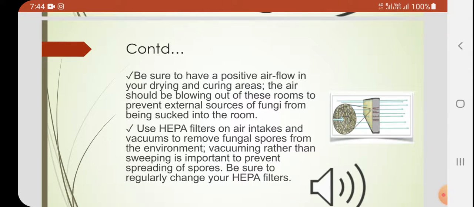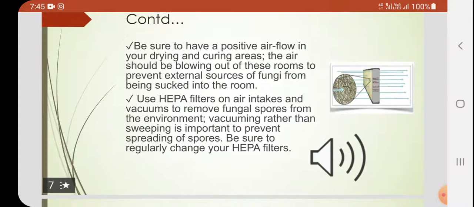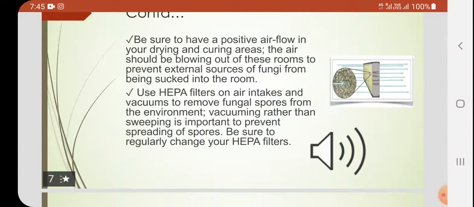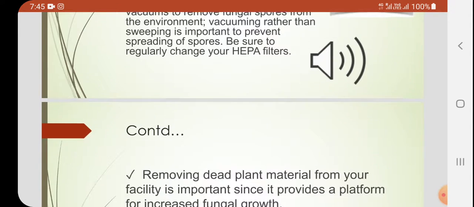Third one is be sure to have a positive airflow in your drying and curing areas. The air should be blowing out of these rooms to prevent external sources of fungi from being sucked into the room. Fourth is use a HEPA filter on air intake and vacuum to remove the fungal spores from the environment. Vacuuming rather than sweeping is important to prevent spreading of spores. Be sure to regularly change your HEPA filters.